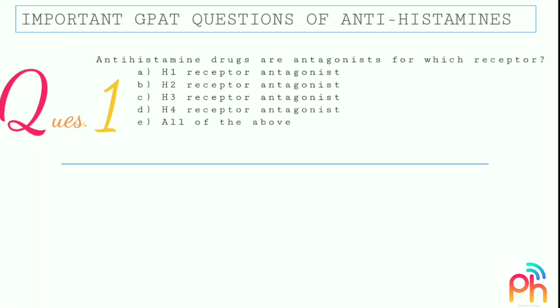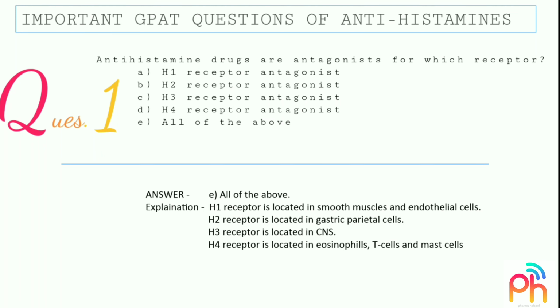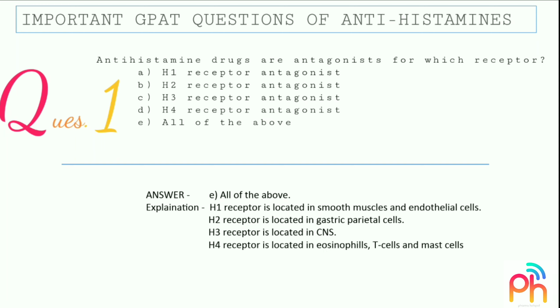So the correct answer is all of the above, because the histamine receptors are present all over the body. Like you can see, the H1 receptor is located in smooth muscles and endothelial cell. H2 receptor is located in gastric parietal cell. H3 receptor is located in CNS, and H4 receptor is located in eosinophil, T cell and mast cell. So the location is very important, and as you can see, receptors are present all over the body. So the antihistamines block their function and reduce the allergic effect.